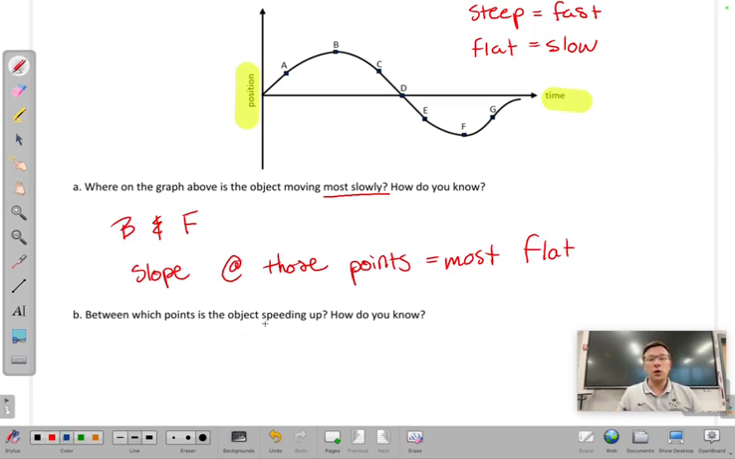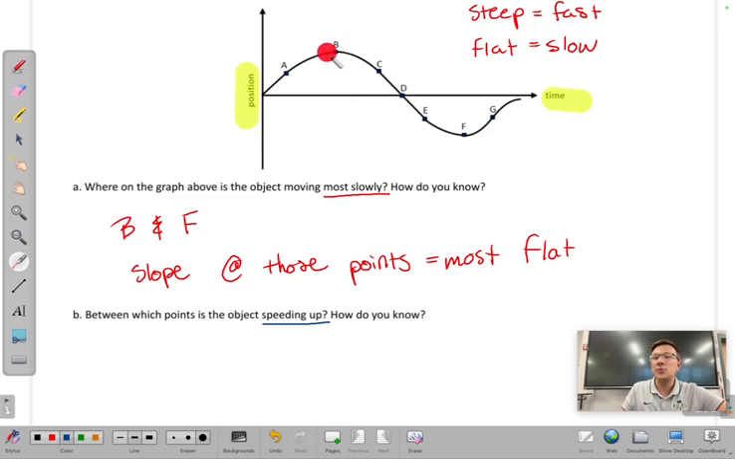So when we're looking for something that is speeding up, what we're really looking for is where is the slope going from flat to steep. So basically, where is it getting steeper over time? And there will be two places that we want to look for here. If we start at point A, we can see we have a pretty steep slope right here, but as you move from A to B, the slope is getting flatter. So that's not going to be what we're looking for.